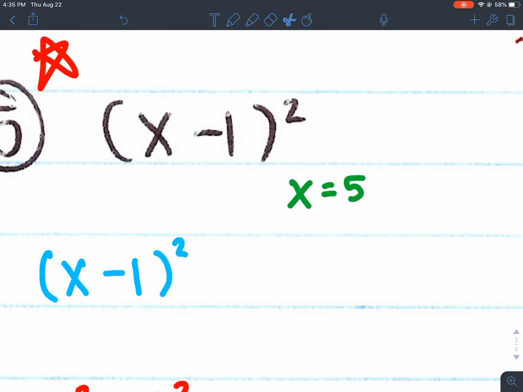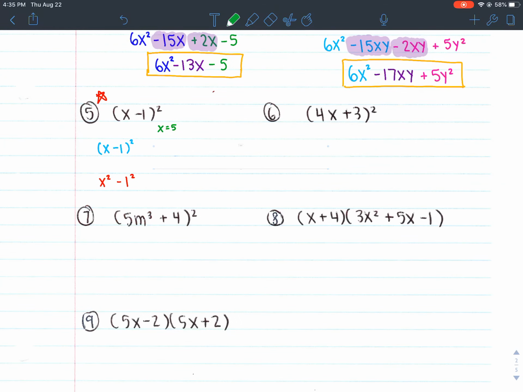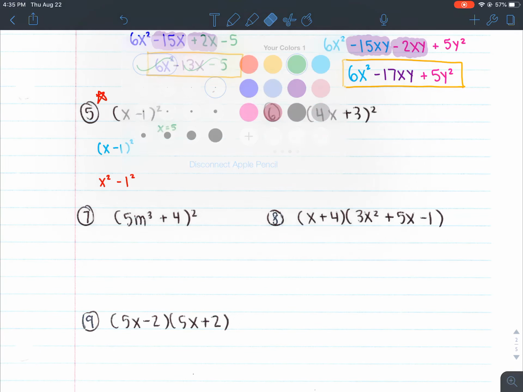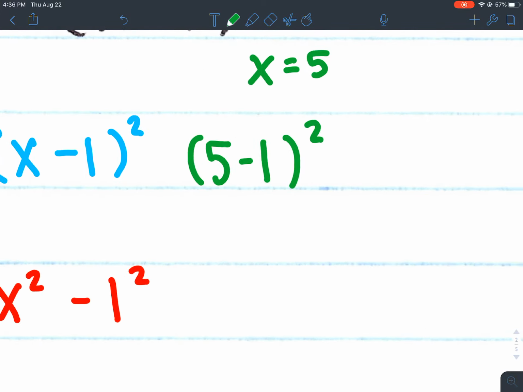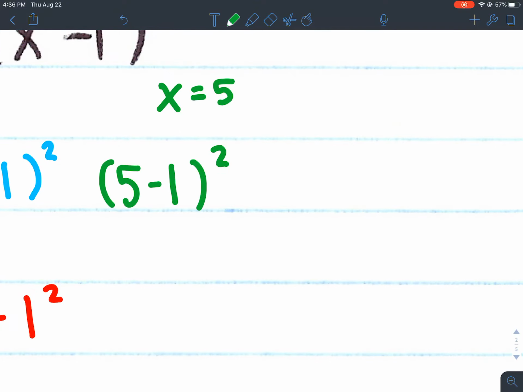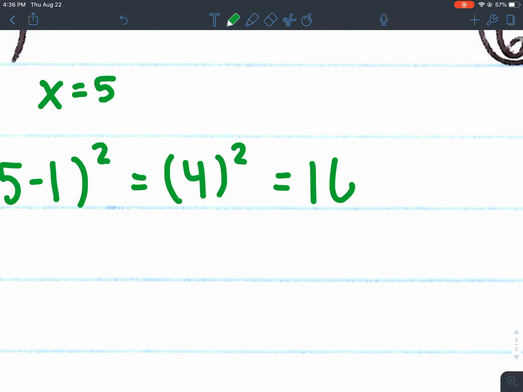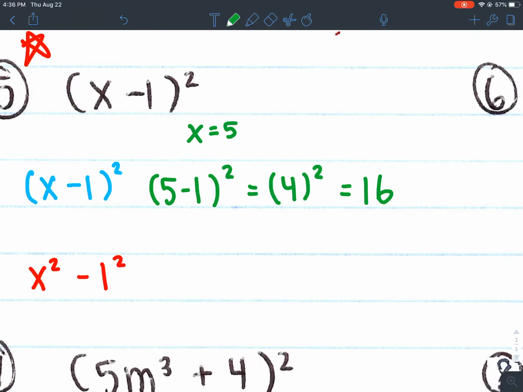Okay, so this is exactly what we have right now, but now I'm going to replace the x with a 5. So I have 5 minus 1 squared, if I replace the x with a 5. Now simplify. What's 5 minus 1? 4, right? And what's 4 squared? 16, because 4 times 4 is 16.